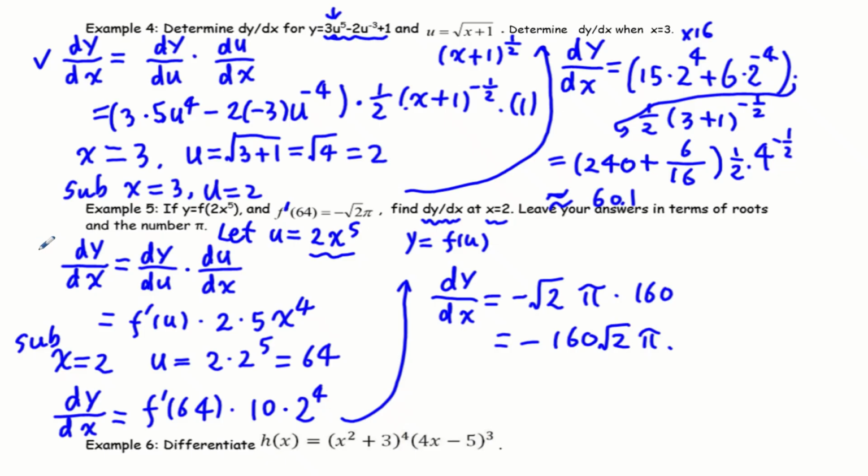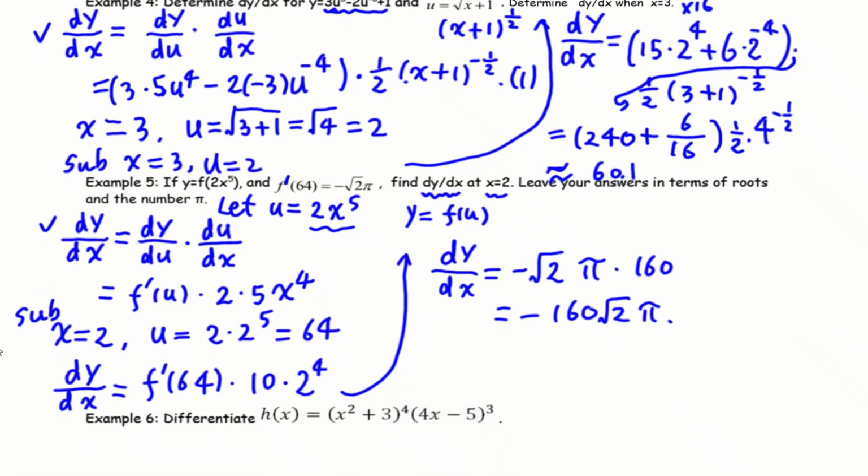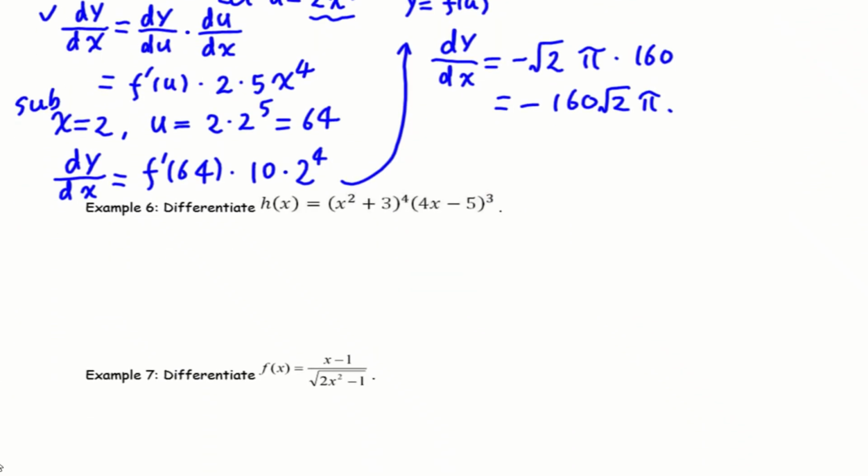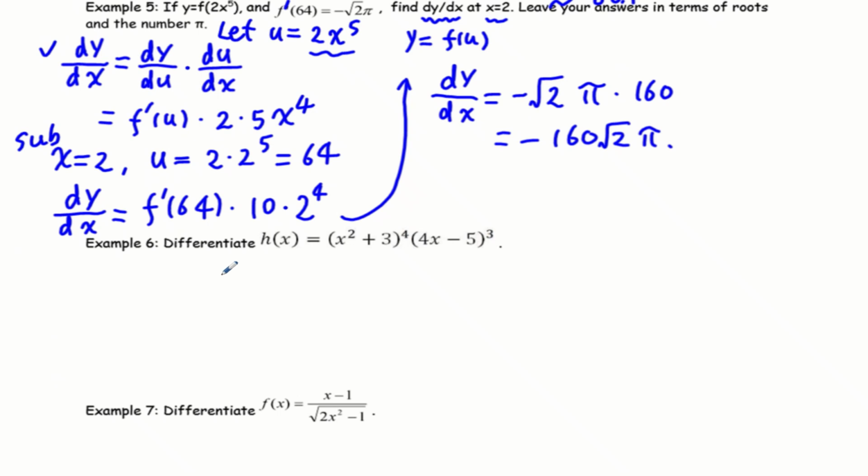So this is how we do it. We find the derivative using chain rule, then we find the x value and the u value, then we sub back to find the derivative at x equals 2. So we have done several examples already. We continue the next example.